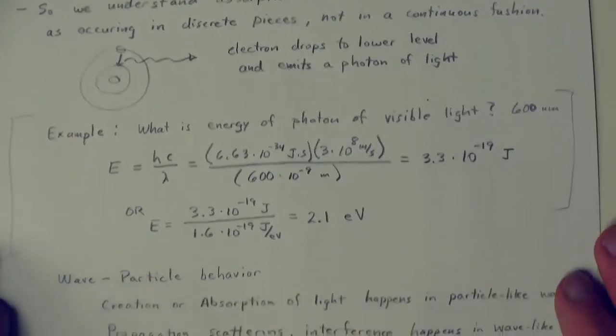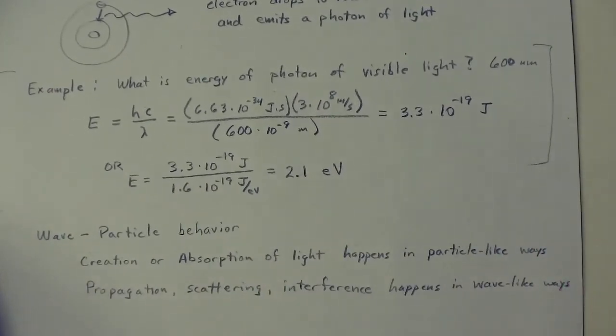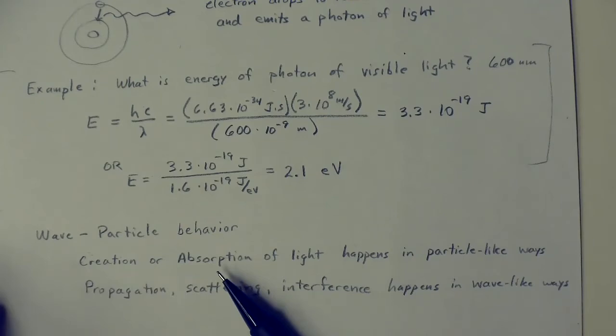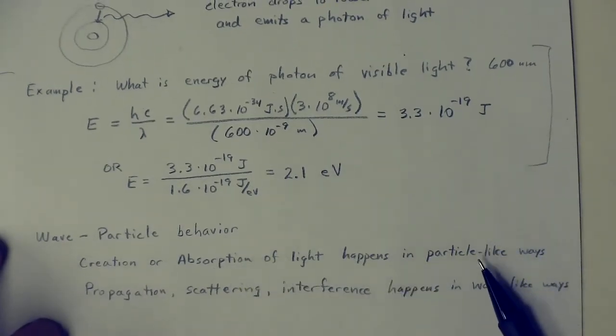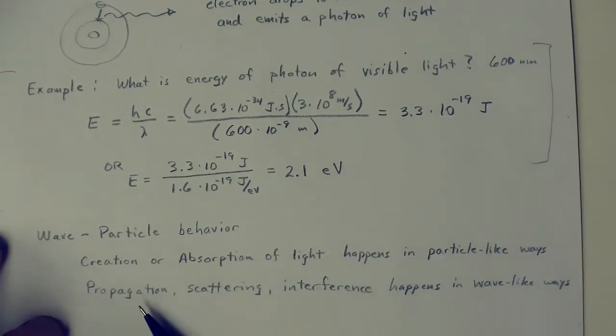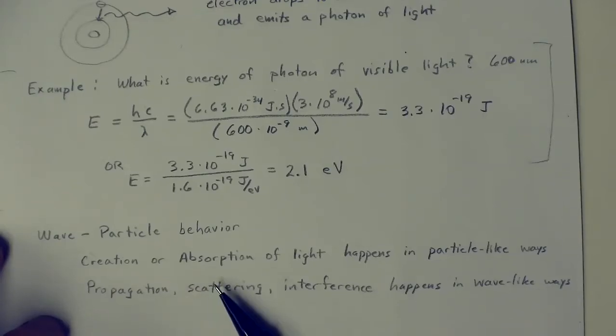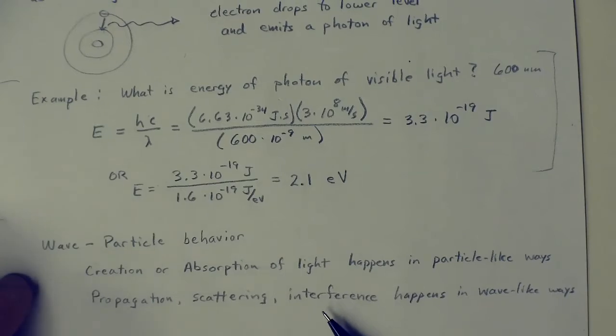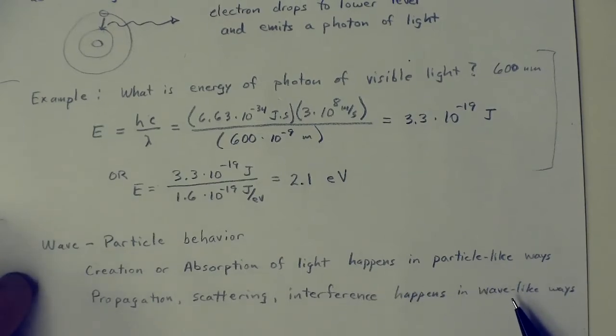And so what we do in general is to just look at what kind of process is happening. If you're talking about the creation or the absorption of light, when you're creating photons or absorbing light, then that happens in a particle-like way. But the propagation of light, as it goes from one place to another, scatters off different things, or where different parts interfere with each other, all happens according to wave-like behavior.